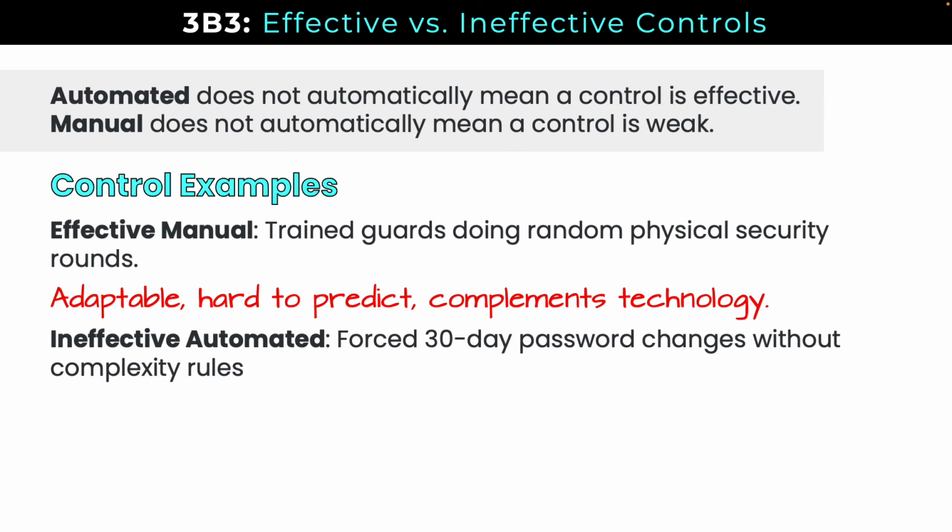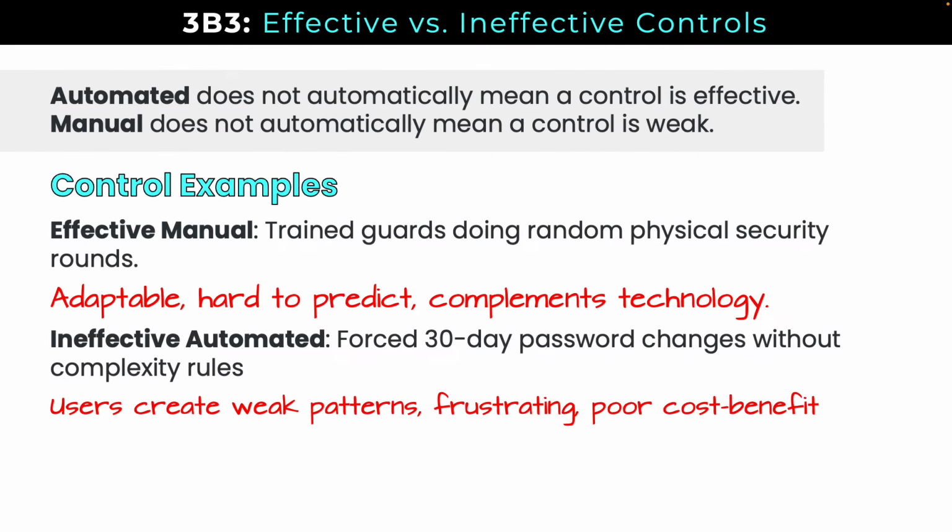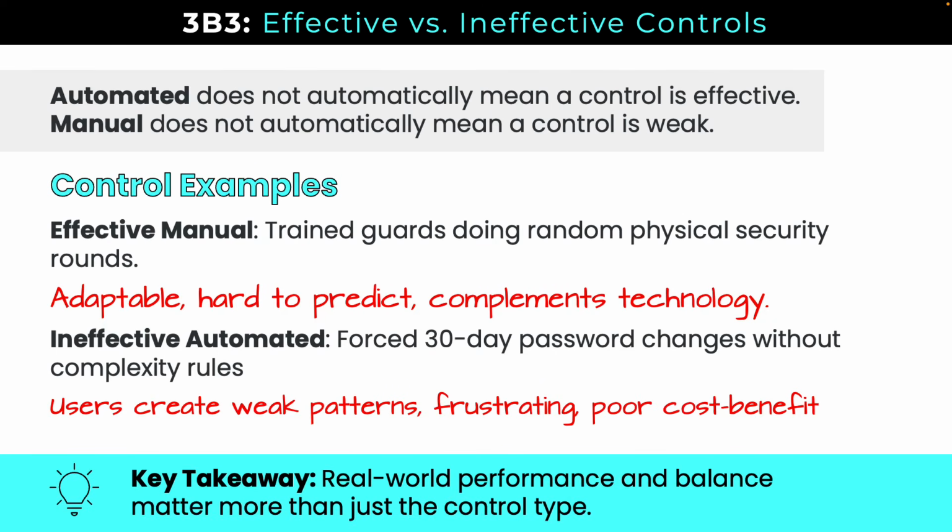An ineffective automated control: if we force 30-day password changes without complexity rules, users are going to create weak patterns in their passwords. They're going to be frustrated. There's a poor cost-benefit ratio here. So at the end of the day, real-world performance and balance matter more than just the control type and its inherent strength.